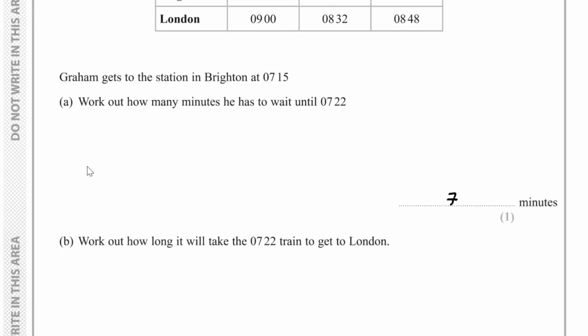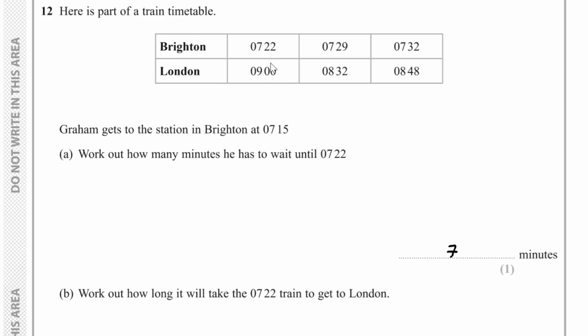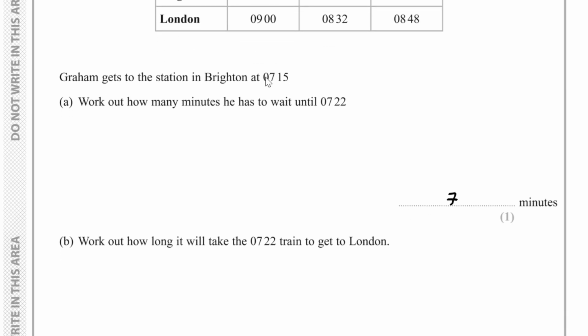And now for part B of the question, work out how long it will take the 7:22 train to get to London. Well, here we want to find out how long it will take to go to London. So 7:22 to 9 o'clock, we have to work out the difference between those. So 9 o'clock take away 7:22. Well, to go from 7:22 to 8 o'clock, that will be 38 minutes. So here we have 38 minutes.